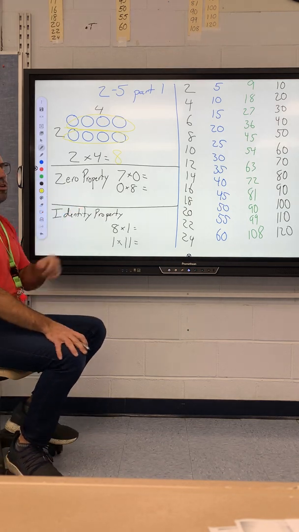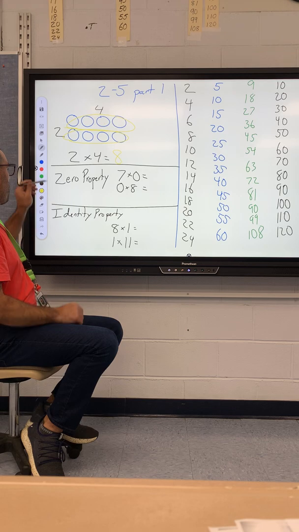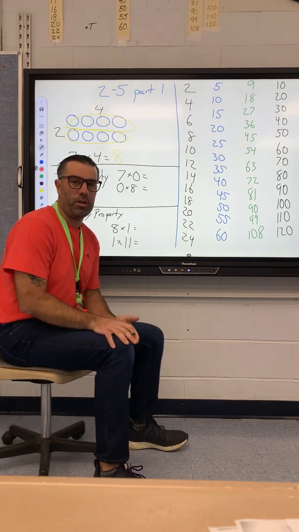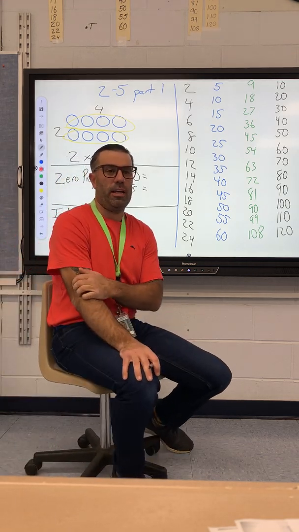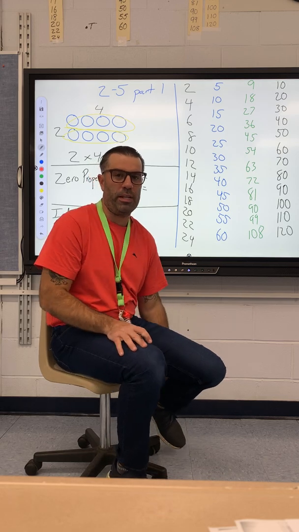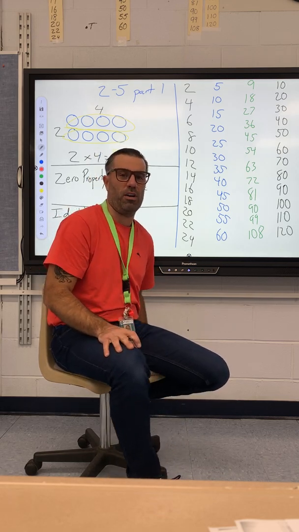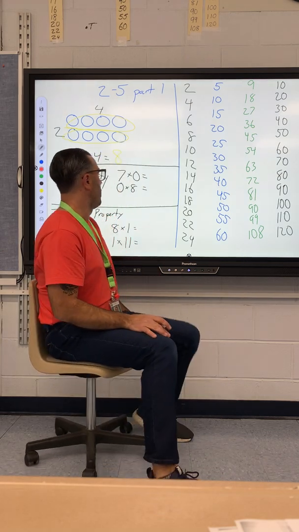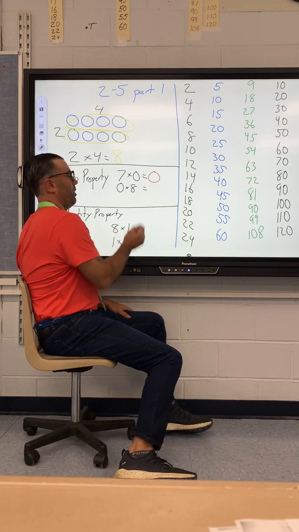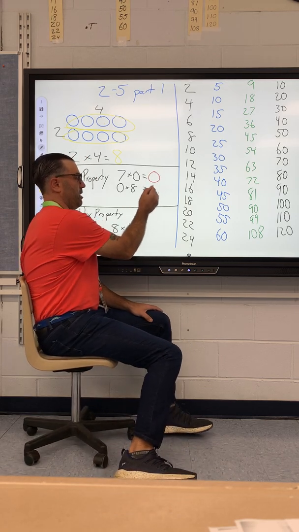Then we learned about the zero property, and basically the zero property was any number times 0 is 0. No matter what the other number is, it doesn't matter. If it's times 0, it is 0. 7 times 0, 0. 0 times 8, 0.